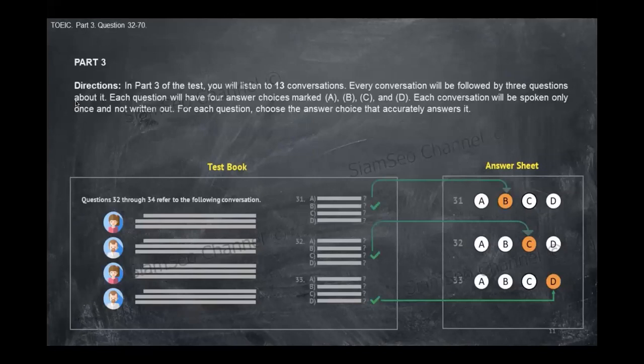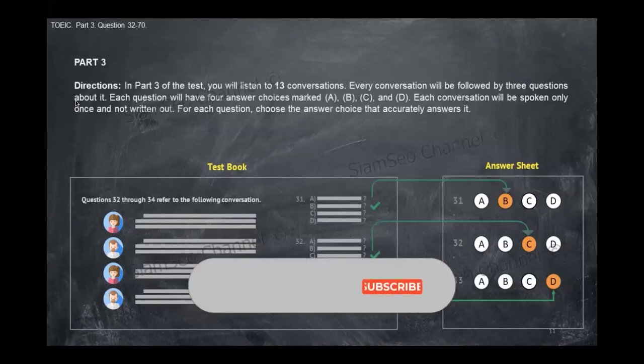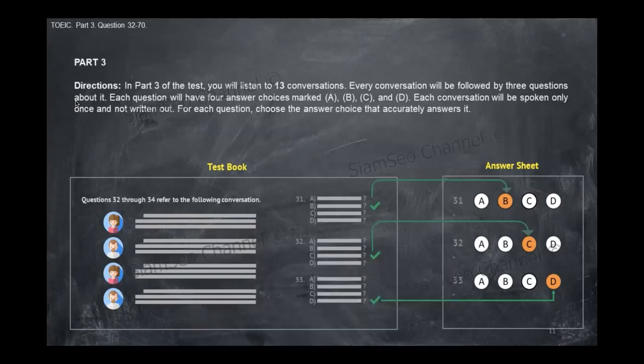Part 3. Directions. In Part 3 of the test, you will listen to 13 conversations. Every conversation will be followed by 3 questions about it. Each question will have 4 answer choices, marked A, B, C, and D. Each conversation will be spoken only once and not written out. For each question, choose the answer choice that accurately answers it.